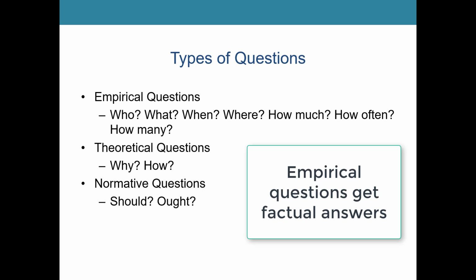Another way we can ask an empirical question is when. When do people drop out of school? When does domestic violence happen? It's an important question we need to ask. So any questions that start with who, what, when, where, how much, how often, and how many are empirical questions.